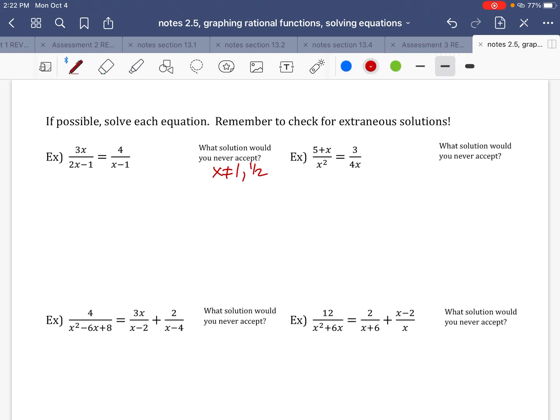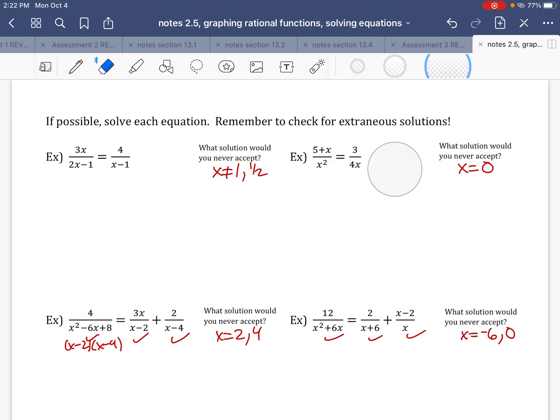All right, so I'm solving equations. These are answers that I will not accept. What would make the bottom 0 here would literally be 0 itself, and same thing for there. What would make the bottom 0 here would be 2 or 4. And this right here is just a combination of x minus 2 and x minus 4, so I don't need to worry about that. What would make this 0 would be negative 6, and what would make this 0 would be 0. And this guy is just a combination of those things, so we're good. All right, so you always want to do that so that you can tell yourself, if you ever get those numbers as answers, those are going to be extraneous solutions.